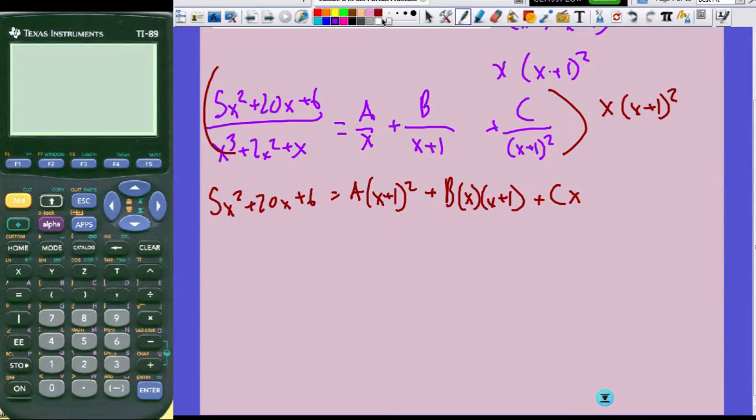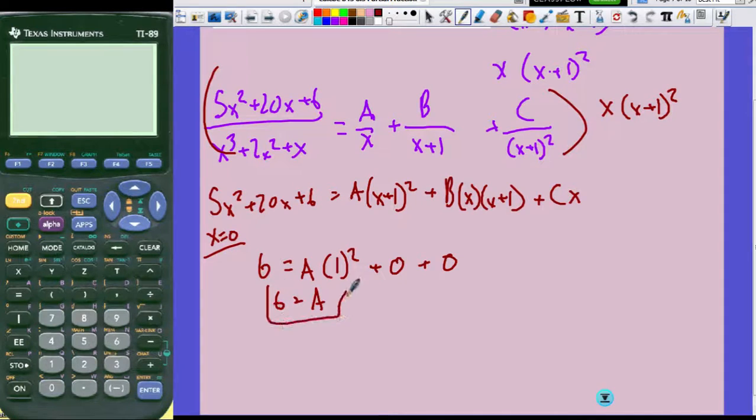You try to solve for each of these, start with what's easy. If I set x equal to 0, the b and the c are going to cancel out, and I can solve for a. So x equals 0 is my first guess. Setting x equal to 0, the left hand side is going to be 6 equals a times 1 squared plus 0 for the c. So a equals 6.